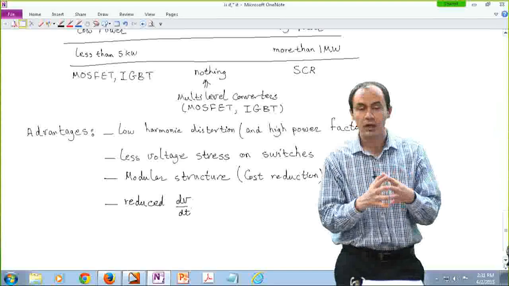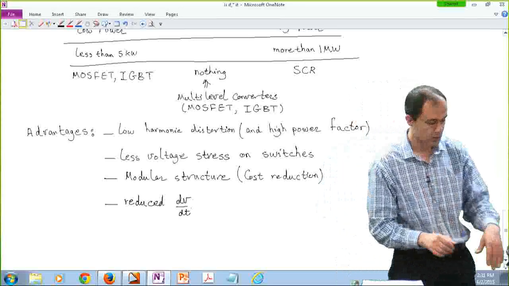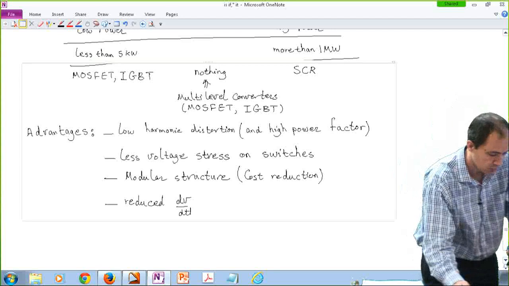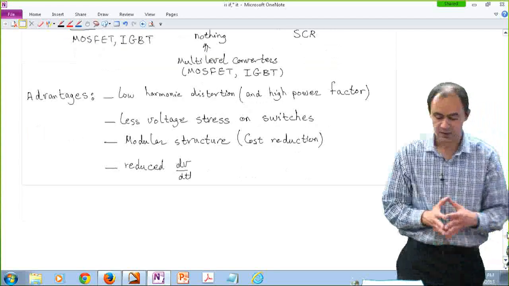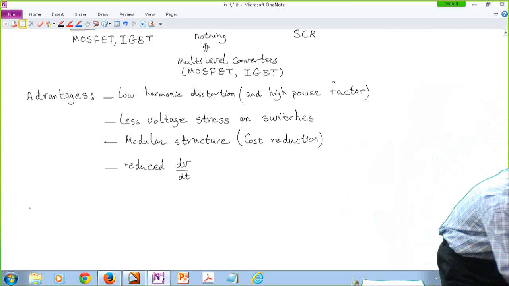We have three major categories of multi-level converters, and I'm going to explain. We're going to start with the cascaded H-bridge converter.